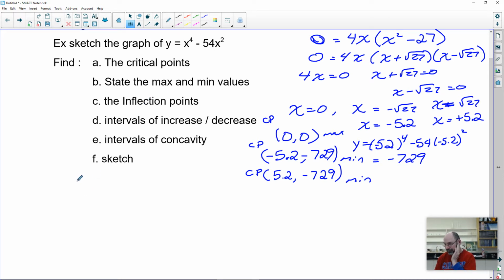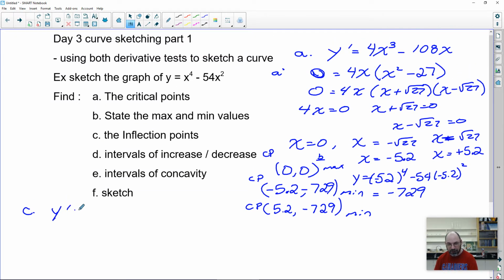Okay, so areas of increase and decrease, and inflection points. So let's do the inflection point part here. That was A, this is kind of B here, and C is the inflection point. So we've got our derivative here.